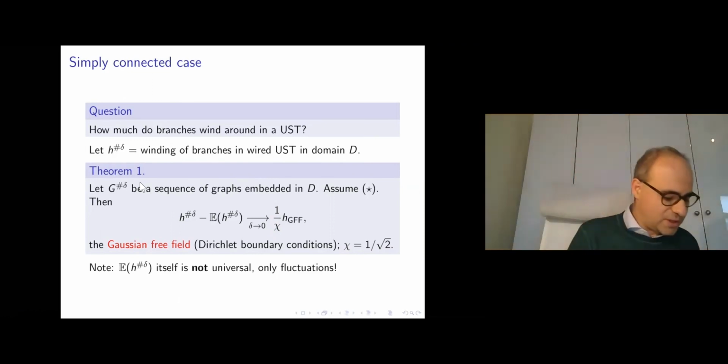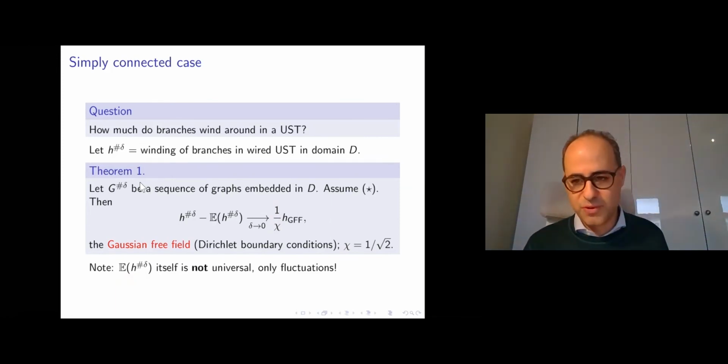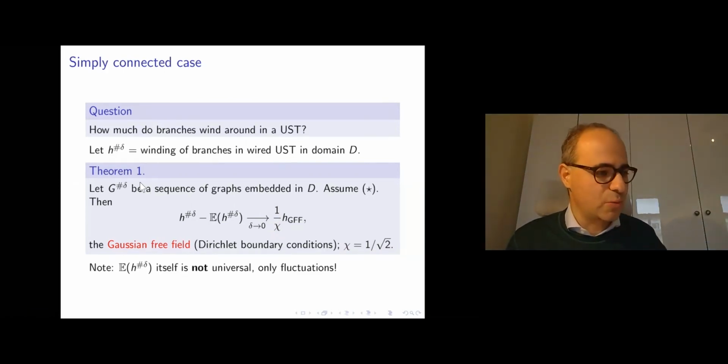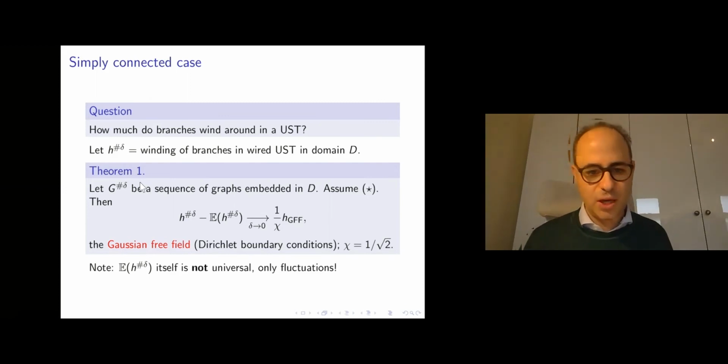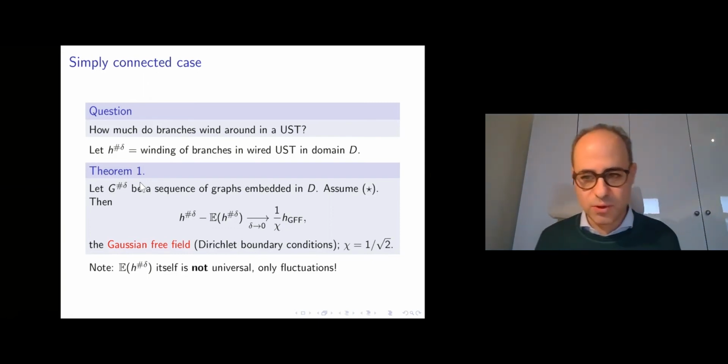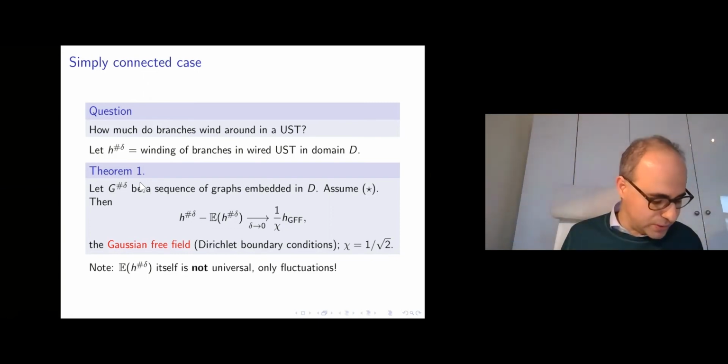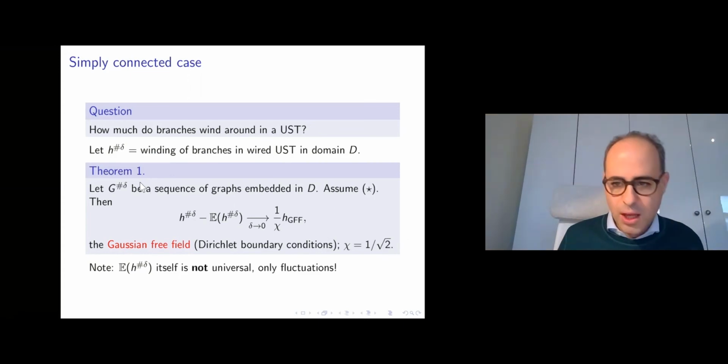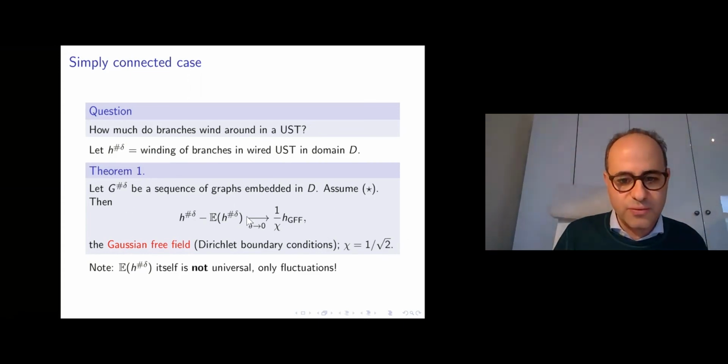One thing to point out is that it's really fundamental that you remove the expectation. Without that, even if you assume simple random walk converges to Brownian motion, there's no reason why the expected winding should be anything nice. But it really is the winding minus its expectation that converges to a Gaussian free field. That's very important. Are there any questions so far?